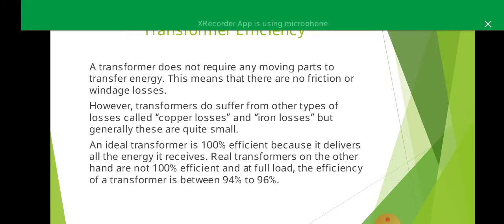As we have studied in our last lecture, an ideal transformer is a lossless transformer, meaning it is 100% efficient because it delivers all the energy it receives. But real transformers, on the other hand, are not 100% efficient, and at full load the efficiency of a transformer is between 94% to 96%.